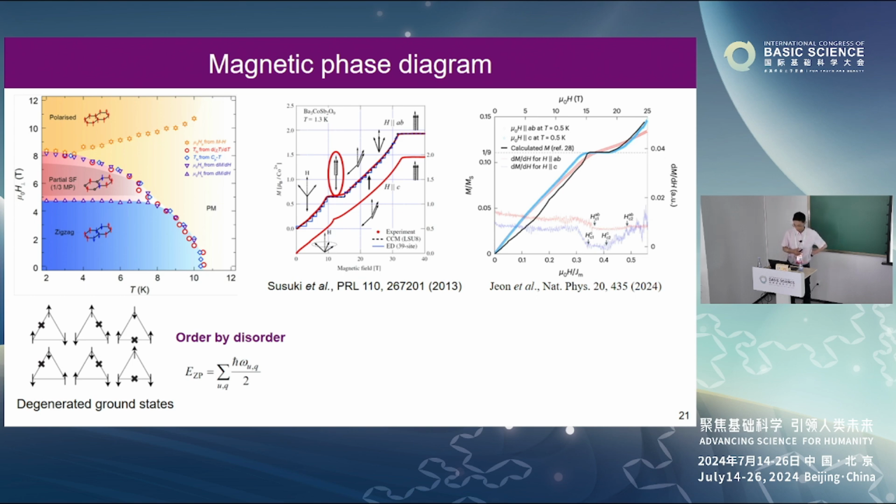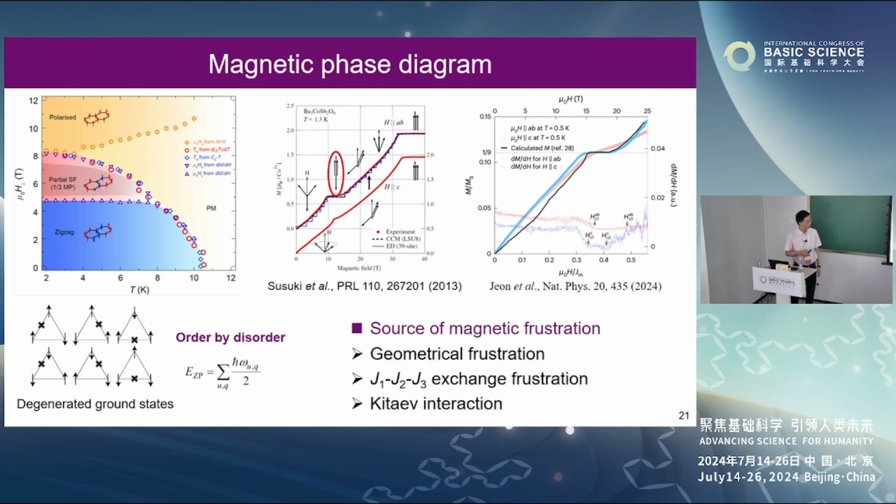However, as I said earlier, this system has this kind of honeycomb lattice. And the honeycomb lattice doesn't have geometrical fluctuation. Of course, you can consider longer range interaction. For example, you can consider J1, J2, J3, and this kind of combination can give you exchange fluctuation. But this still cannot explain our experimental observations.